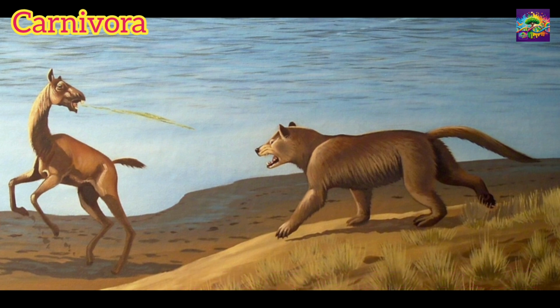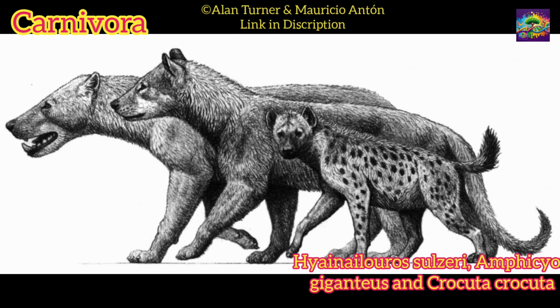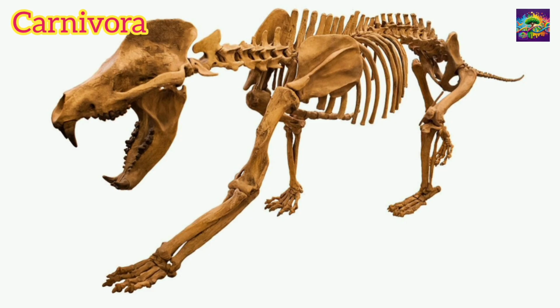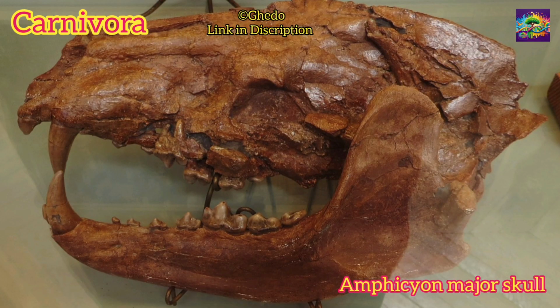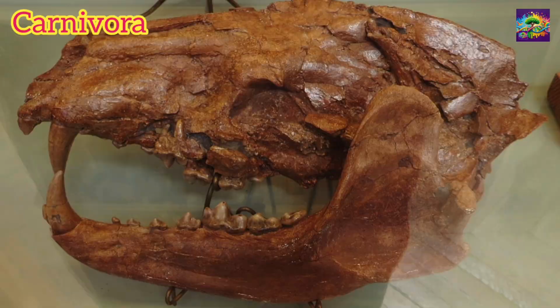Amphicyon weighed between 200 and 600 kilograms, with heavy, strong limbs resembling those of bears, providing stability and strength. Their powerful jaws and sharp teeth made them adept at capturing and tearing prey. However, scientists believe that Amphicyon was omnivorous, consuming both meat and plant matter.